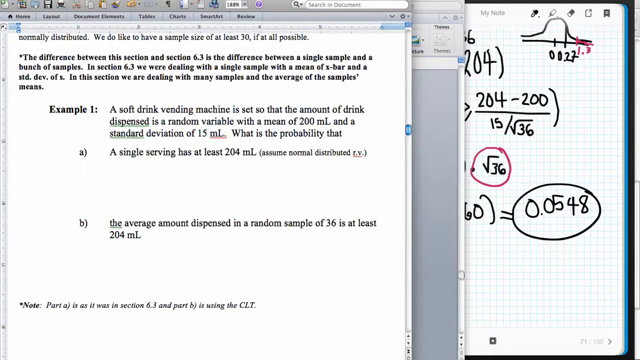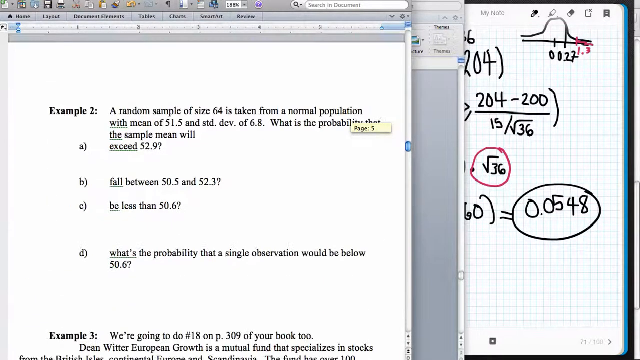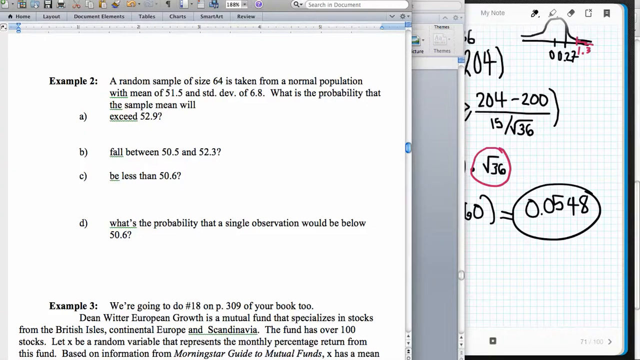All right, now let's take a look at our next example here. And why don't you guys see if you can do this one on your own, and I'll come back in the next video and do it. So a random sample of size 64 is taken from a normal population with a mean of 51.5 and a standard deviation of 6.8. What's the probability that the sample mean will exceed 52.9, fall between 50.5 and 52.3, be less than 50.6, and what's the probability that a single observation would be below 50.6?